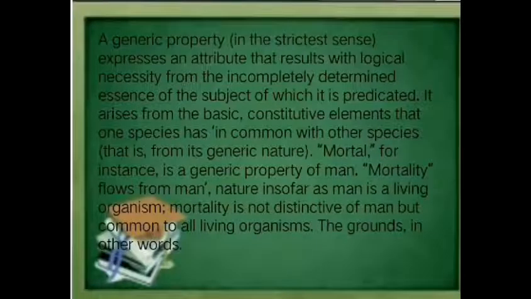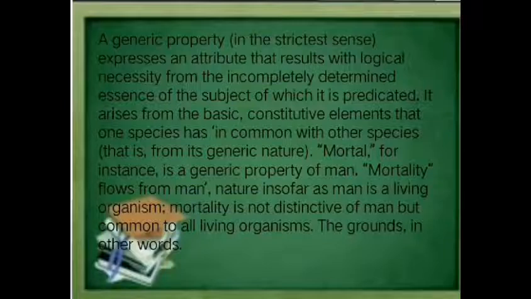A generic property in the strictest sense expresses an attribute that results with logical necessity from the incompletely determined essence of the subject of which it is predicated. It arises from the basic constitutive elements that one species has in common with other species, that is from its generic nature. Mortal, for instance, is a generic property of man. Mortality flows from man's nature insofar as man is a living organism. Mortality is not distinctive of man but common to all living organisms. The grounds, in other words.